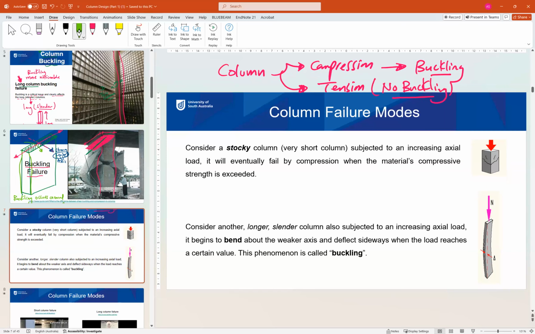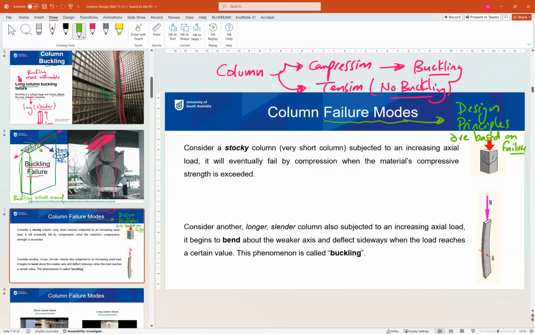So other modes of failure, this is what we call failure modes. Why are we worried about the failure mode? Because the design principles, or design procedure, are based on the failure mode. So let's consider we have a stocky column, a very short column, like the one here in this photo, subject to an increasing axial load. This column will eventually fail due to compression when the compressive stress exceeds the material compressive strength.